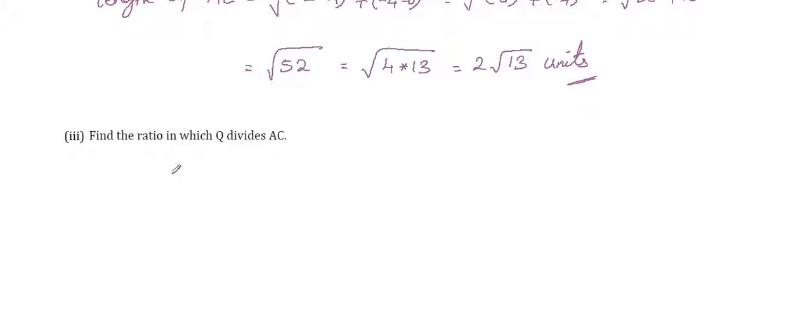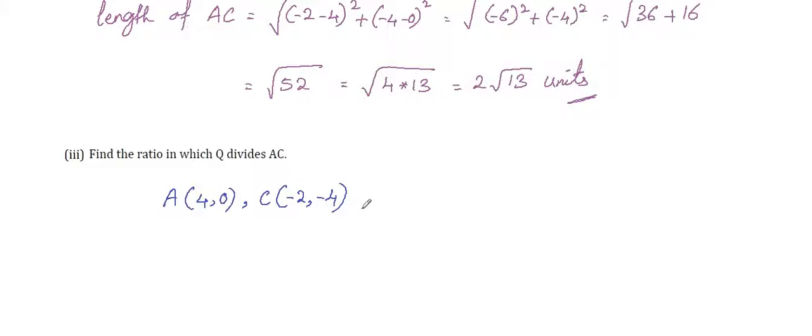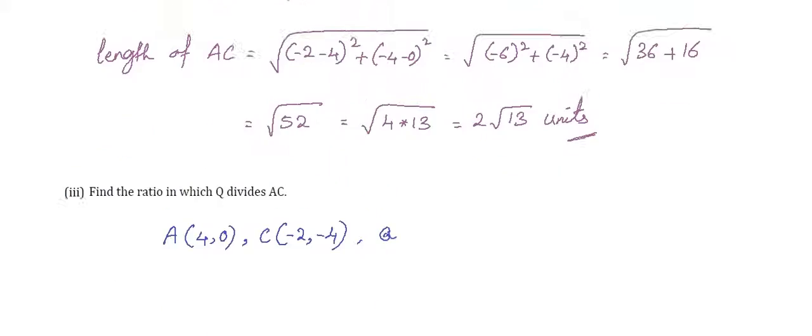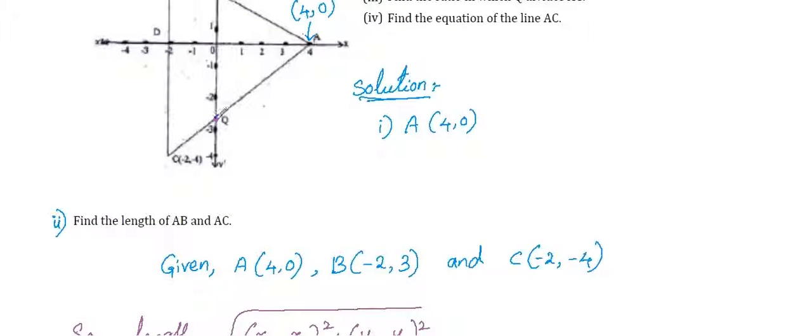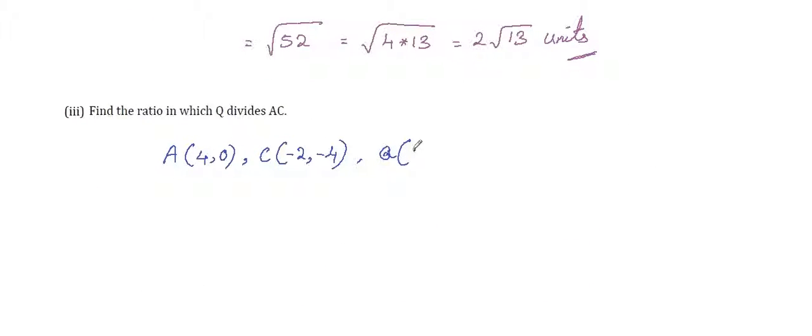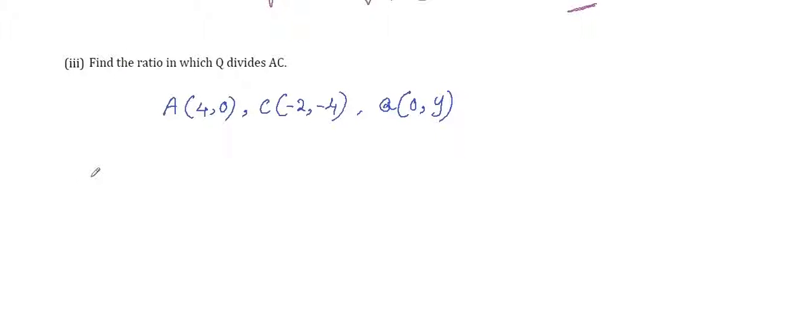Now find the ratio in which Q divides AC. Write down the coordinates of A and C, which are (4, 0) and (-2, -4). Also, the point Q lies on the y-axis, which means its x coordinate will be 0, so we get the point (0, y).